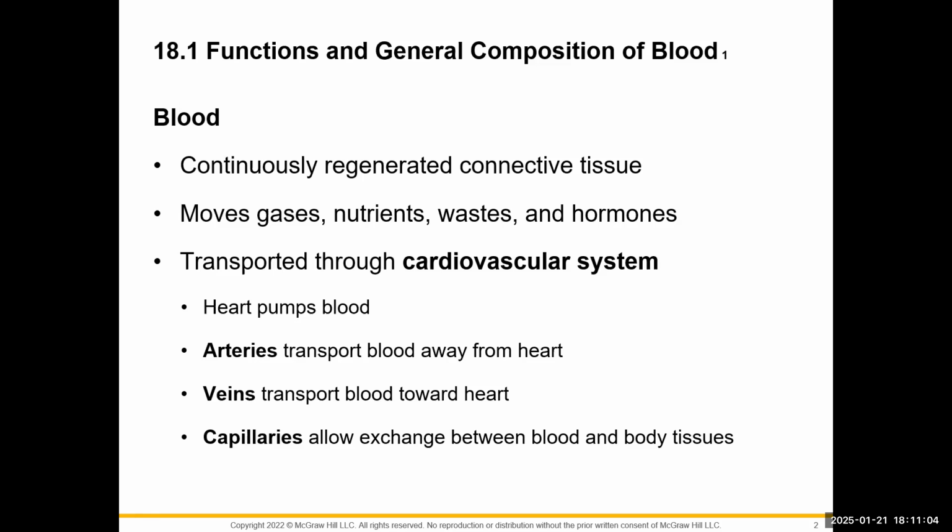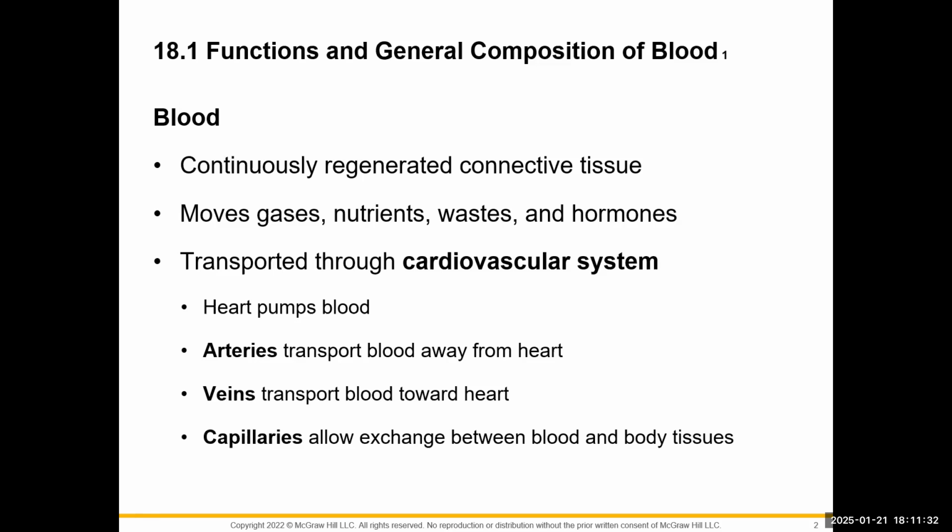So the purpose of our blood, the fluid connective tissue, as you can see here, is to move gases, nutrients, waste, and hormones. Keep in mind, I like to think of the blood as the railway system of our body. We need to transport things, any of those that I just mentioned, gases, nutrients, waste, and hormones, from one place to another. And one of the better ways to do that is through the circulatory system.